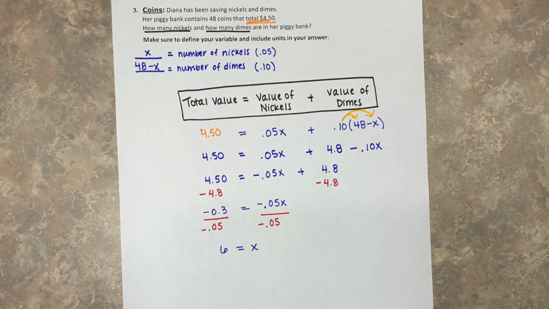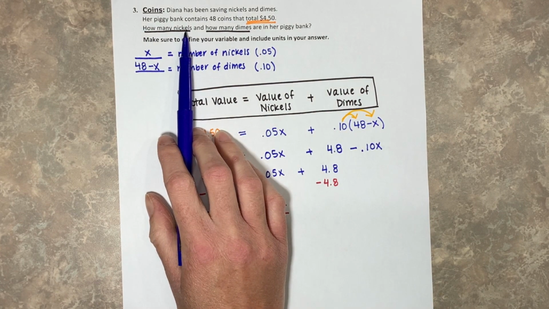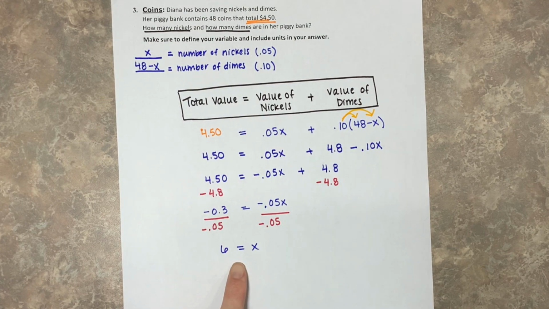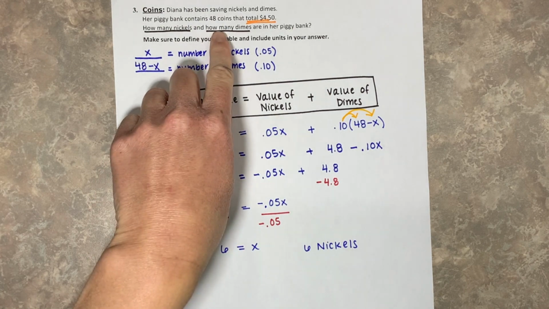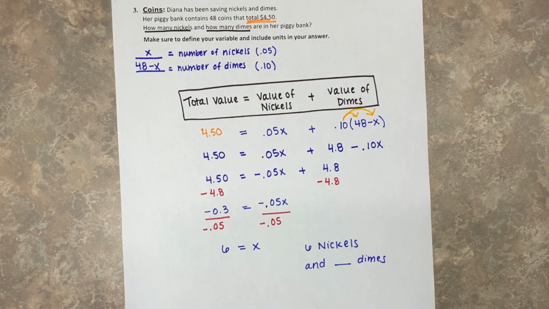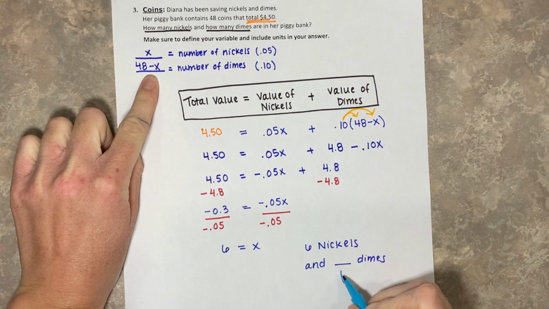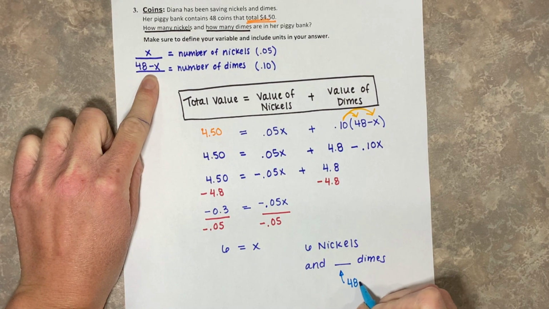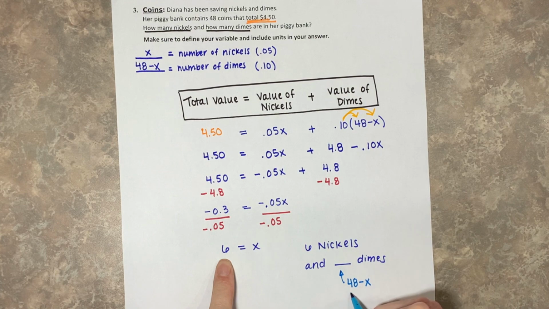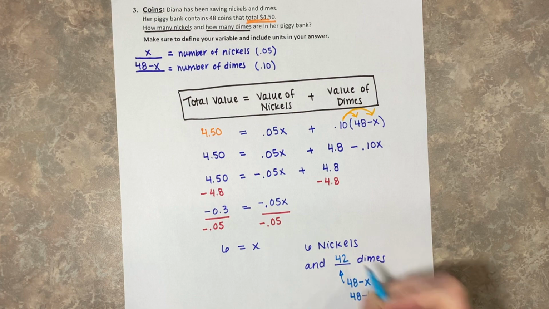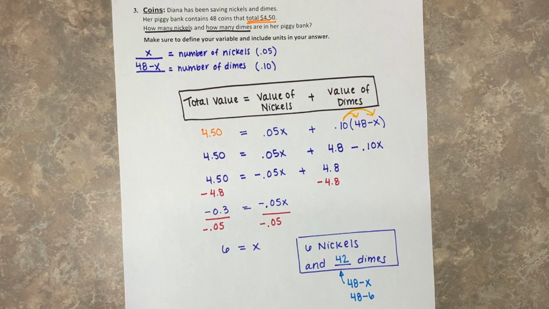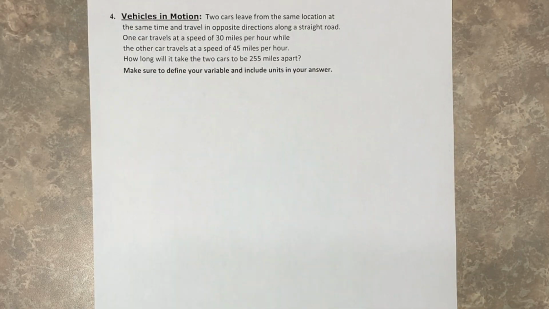So we found x. Now we want to make sure we're answering the question in the problem. The question in the problem asked how many nickels. Well, x represents the number of nickels, so we just found that. We can say there are 6 nickels. The problem also asks how many dimes. So to compute how many dimes, we need to calculate 48 minus x, which would be 48 minus 6, which leaves us with 42 dimes.